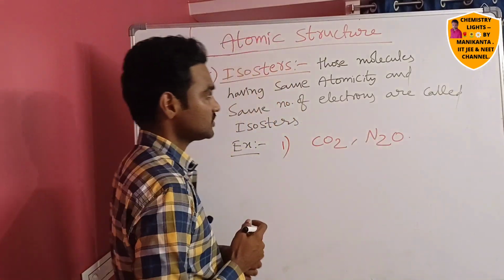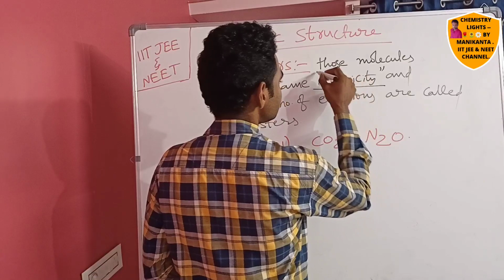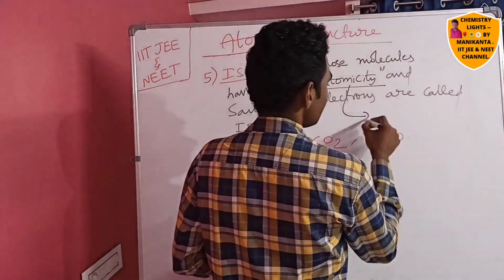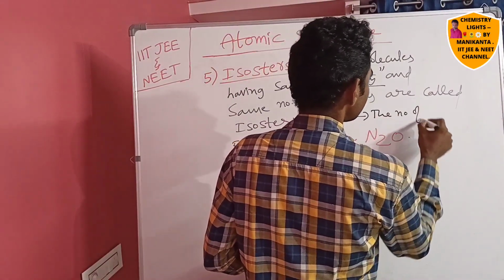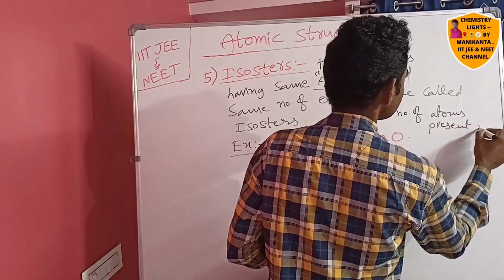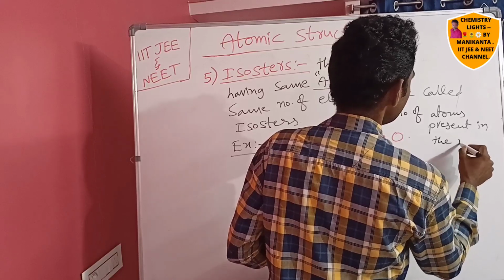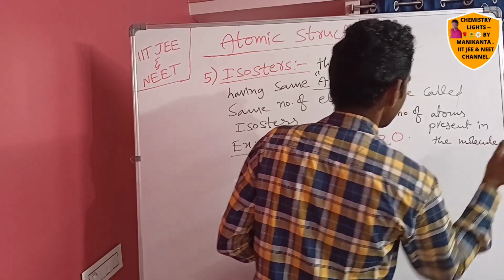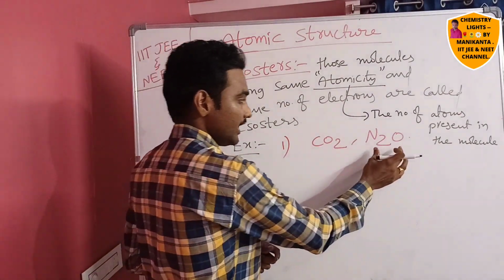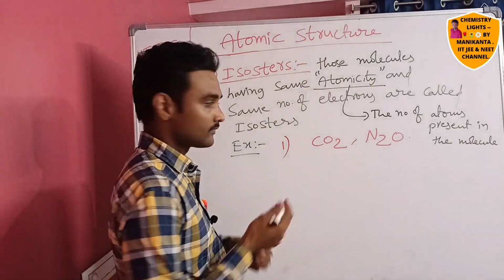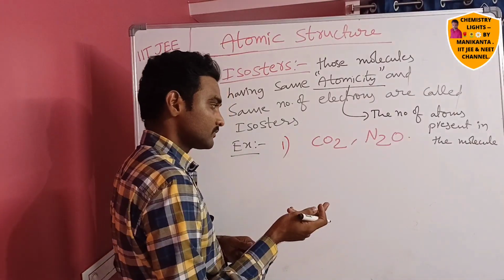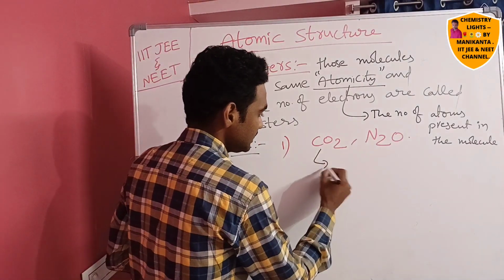CO2, N2O. First, what is atomicity? Atomicity in the sense the number of atoms present in the molecule. It is a carbon dioxide molecule. It is N2O, nitrous oxide molecule. Now here, how many atoms are there in carbon dioxide? 1 carbon, 2 oxygens. There are 3 atoms.